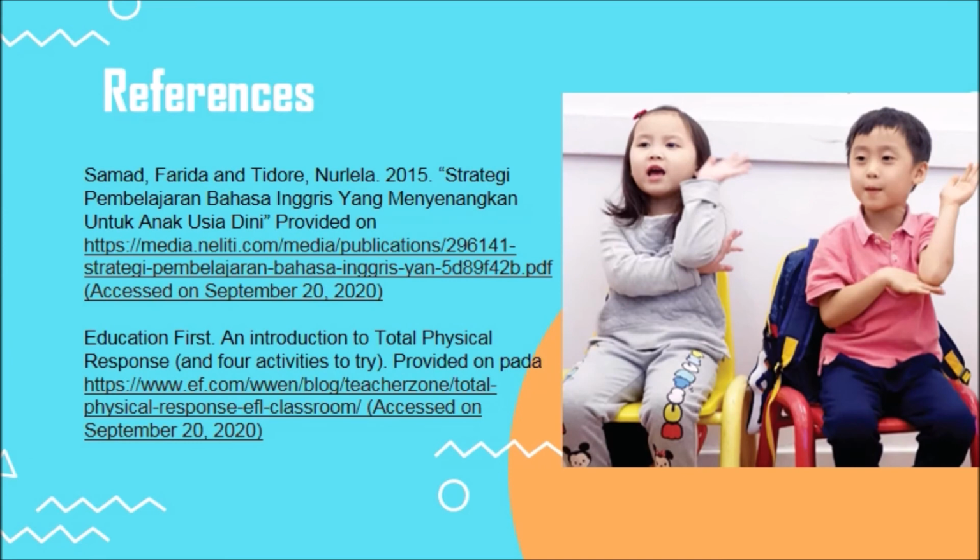Well, the last point about the references that I use. To learn more about the definition of total physical response, you can find it on Farida Samad and Nurella Tidores article. The title is Strategi Pembelajaran Bahasa Inggris yang Menyenangkan untuk Anak Usia Dini, and about the step in implementing the strategy, you can find it on Education First website. The title is An Introduction to Total Physical Response and 4 Activities to Try. Thanks.